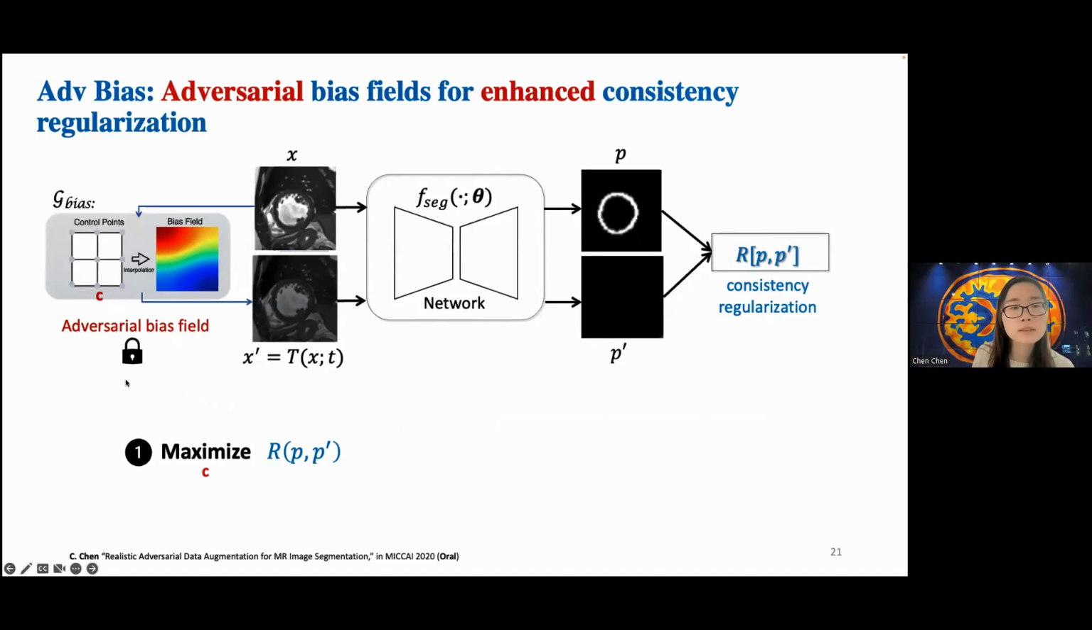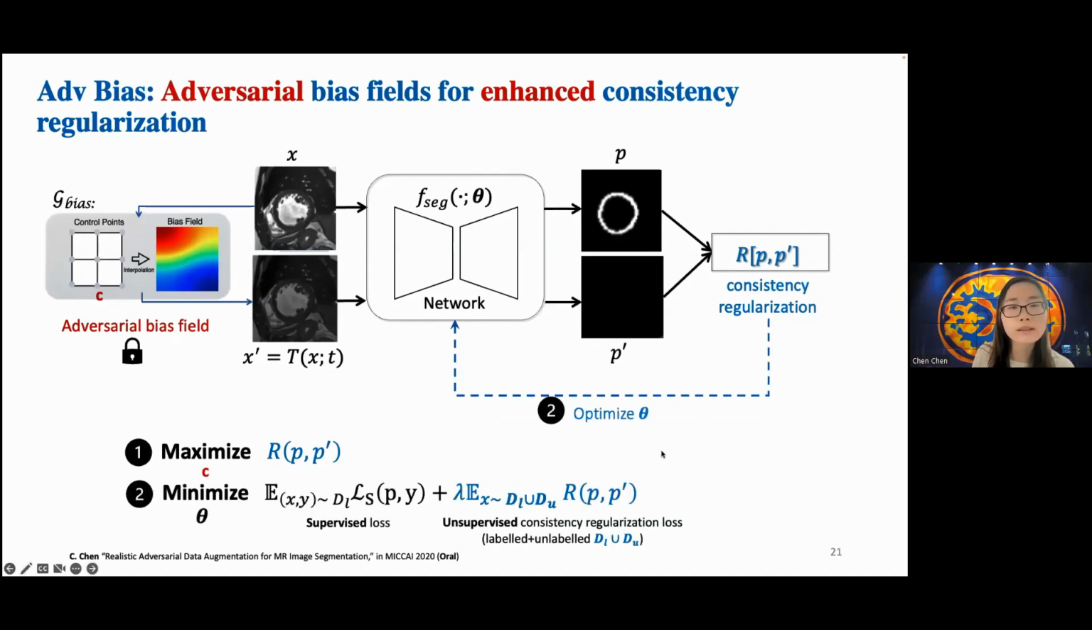With that, once we found such an adversarial bias field, we can then add it into the training of this network. Here, because we did not use any ground truth to calculate the consistency regularization term, it can fit well into the existing semi-supervised learning framework using consistency regularization. So the final training loss for the network consists of supervised loss and unsupervised consistency regularization loss computed on the labeled data points and the unlabeled data points. In that way, we can utilize not only existing labeled points, but also a large number of unlabeled data points in the data set.